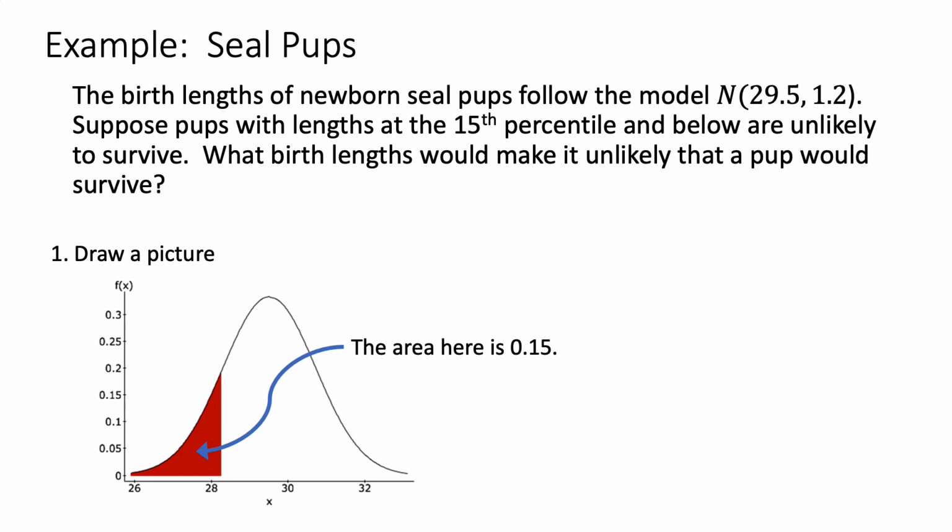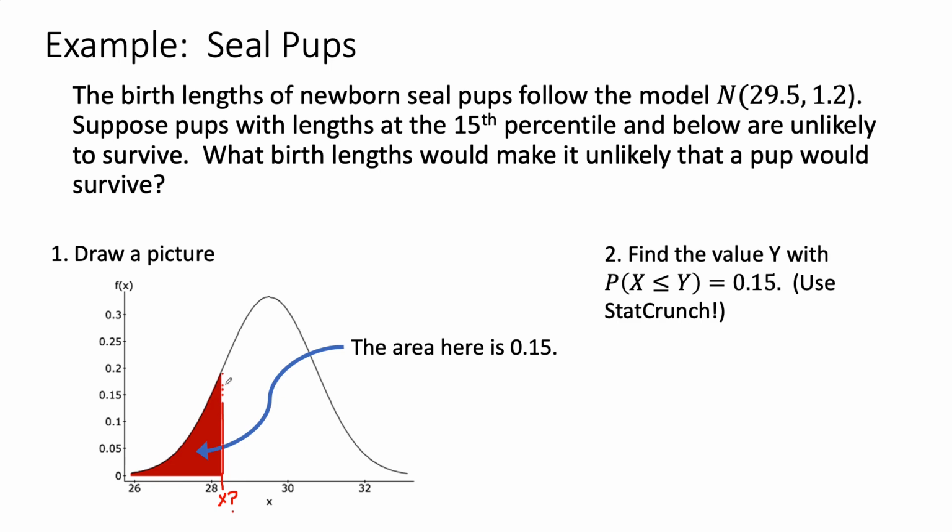So the red shaded area here is 0.15, and I'm trying to figure out what is this x value that corresponds to an area of 0.15 to its left. So I'm going to go to StatCrunch to figure that out. And in fact, I called it y there on your screen, so maybe let's call it y. Okay, so we want to go to StatCrunch.